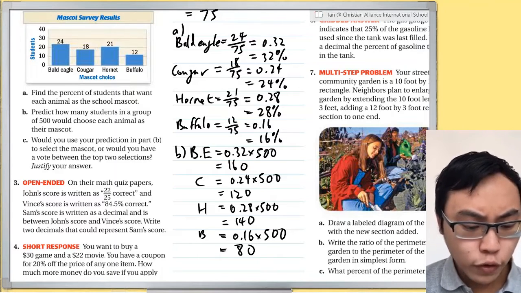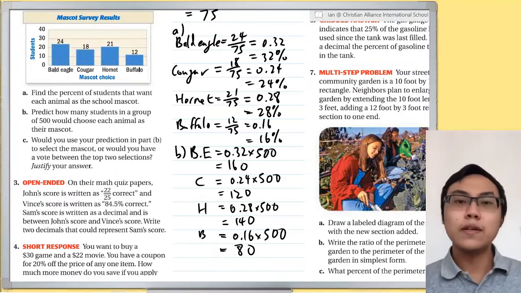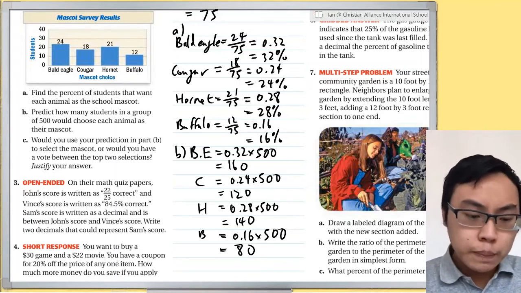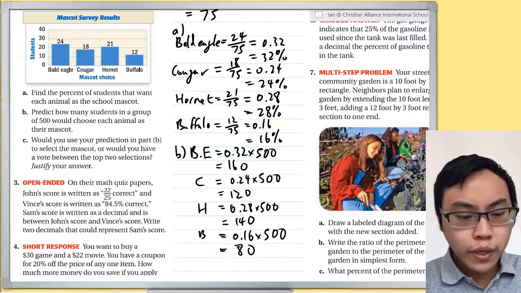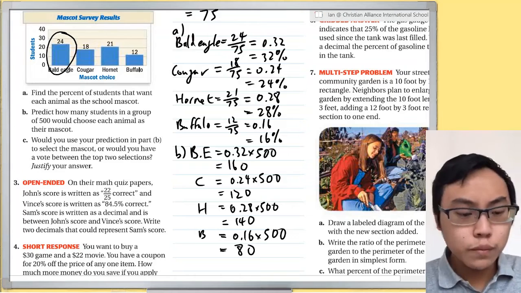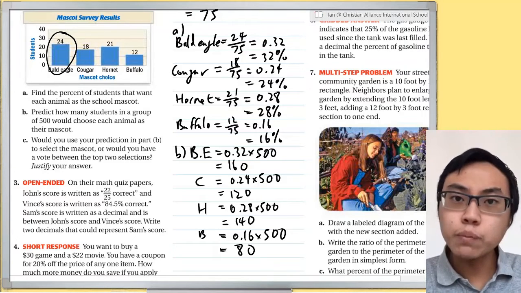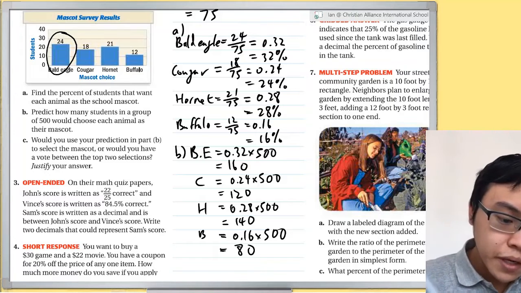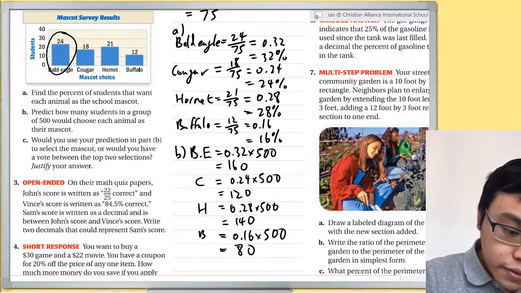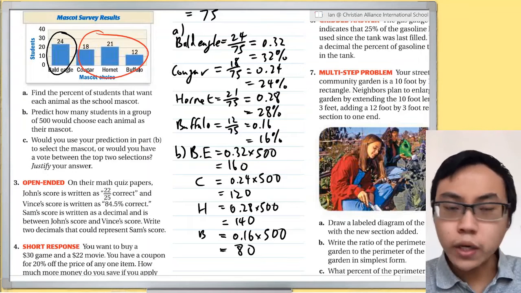Then for part C, would you use your prediction in part B to select the mascot, or would you have a vote between the top two selections? So this answer is open-ended. Now, what would happen if you only chose the biggest one, bald eagle? That seems to be the most popular choice. But at the same time, we are neglecting all three of the other choices because they wanted something else.